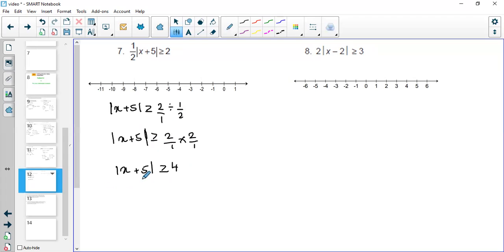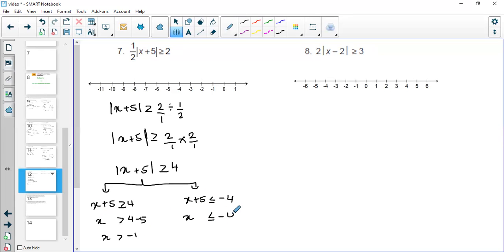Now give the two possibilities for this. One is going to be x plus 5 is greater than or equal to 4. Another one is going to be x plus 5 is less than or equal to negative 4. So here this is going to be x is greater than 4 minus 5, so that's x is greater than or equal to negative 1. Here it's going to be x is less than or equal to negative 4 minus 5, so x is going to be less than or equal to negative 9.